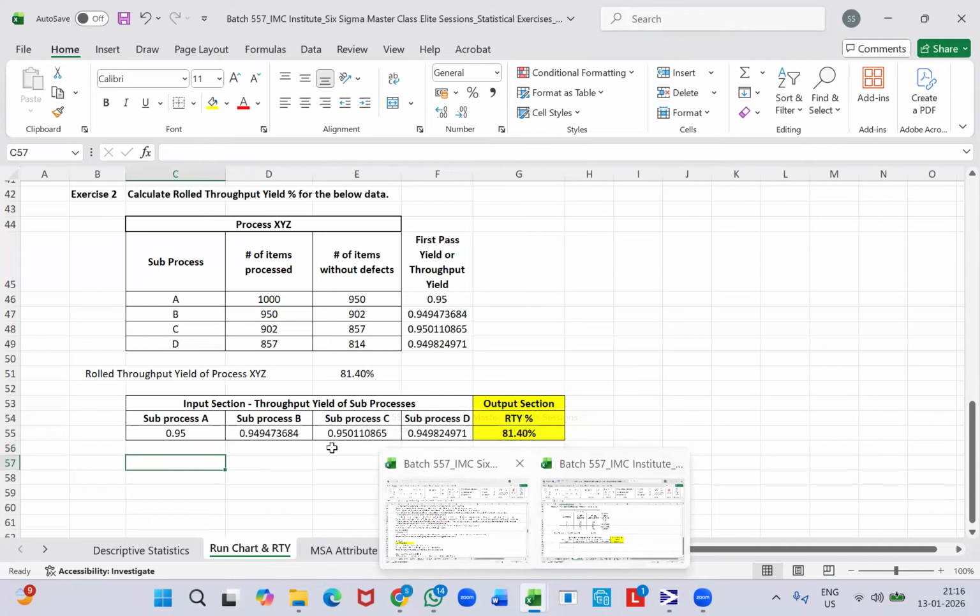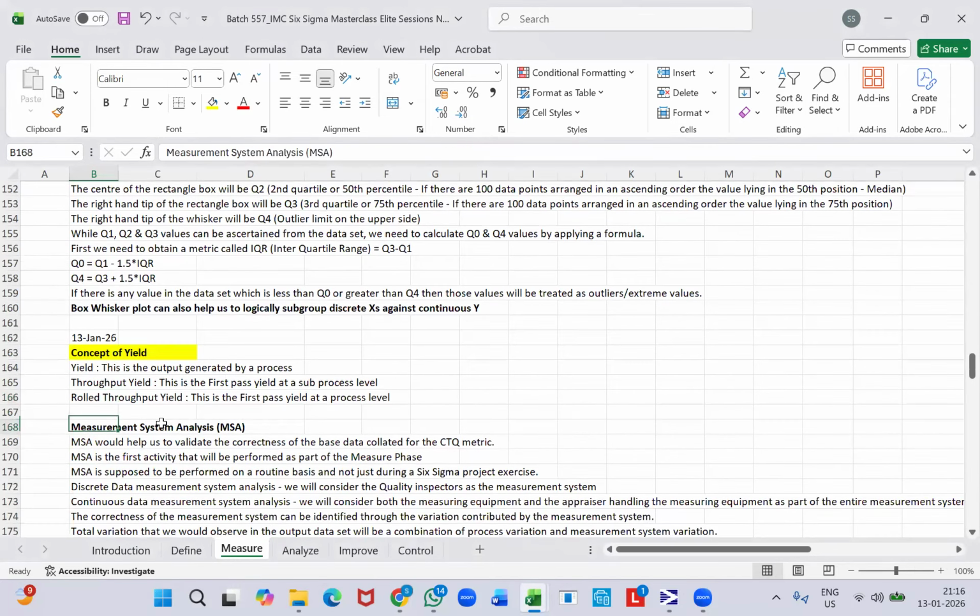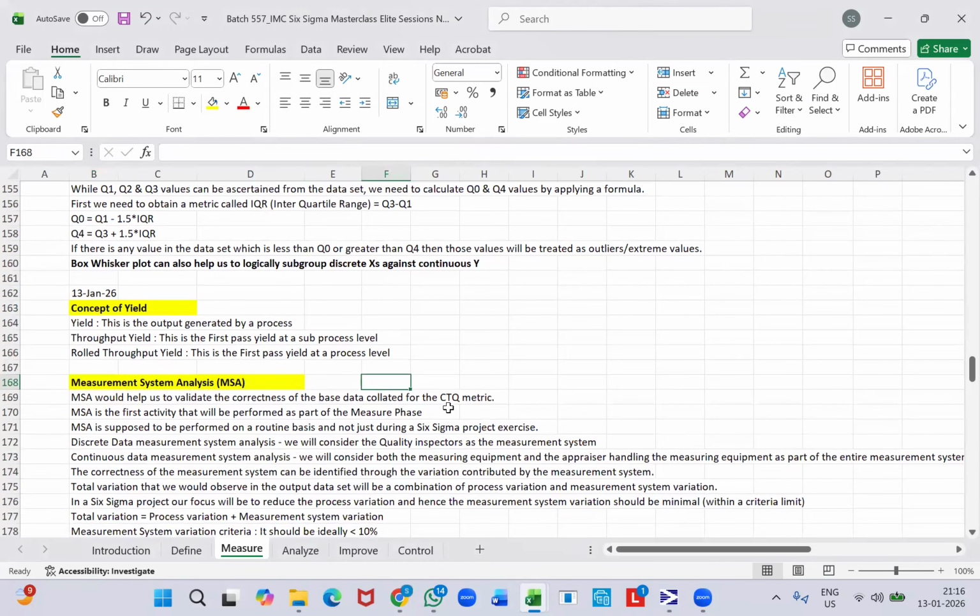The next one that we are going to look at is a very, very important chapter, measure phase. In fact, even when you execute your routine process, this exercise is something that we need to perform on a routine basis, right? So it's not as if this exercise has to be done only at the time of working on a Six Sigma project. So this is something that we are supposed to do on a routine basis. So the exercise name is measurement system analysis. So in short, it is referred to as MSA, right? Measurement system analysis or MSA.